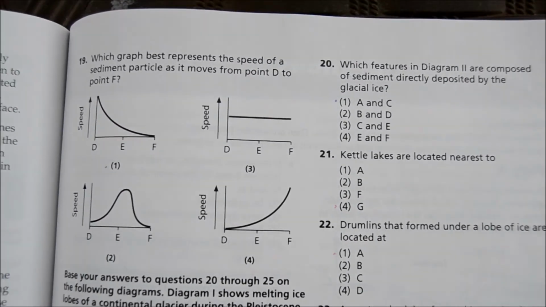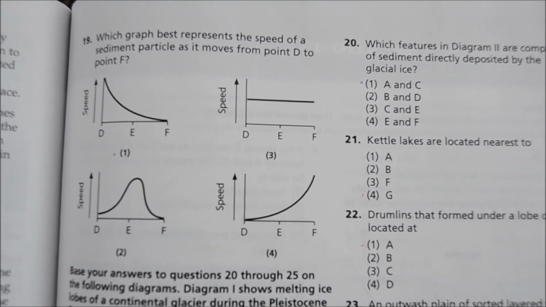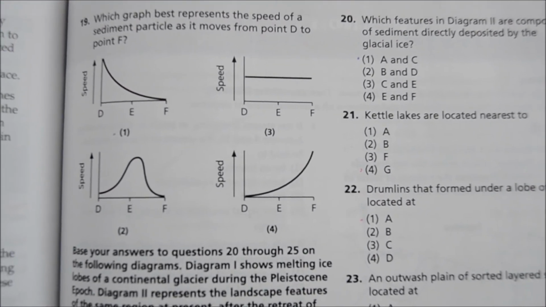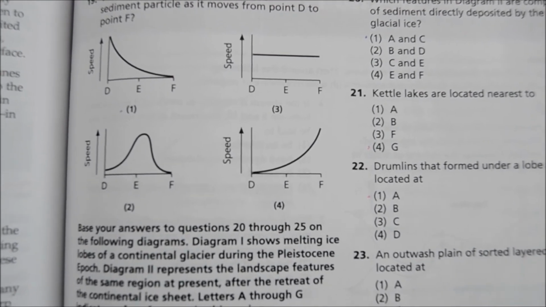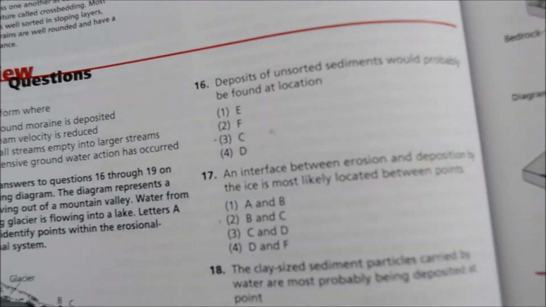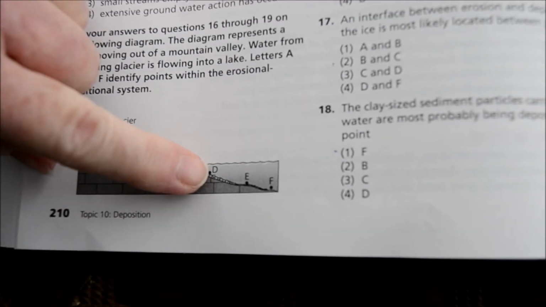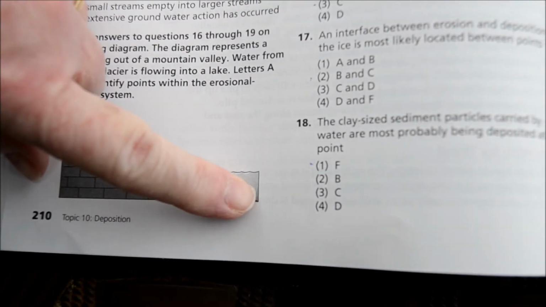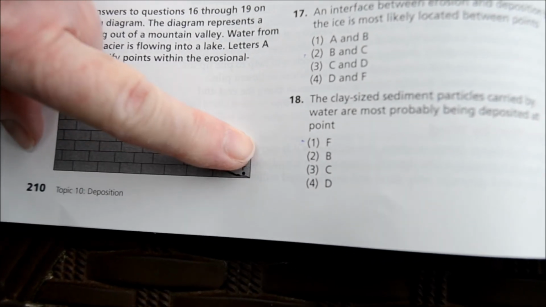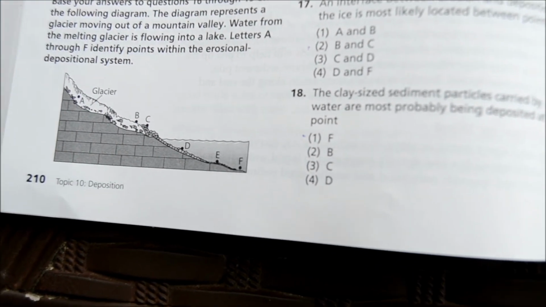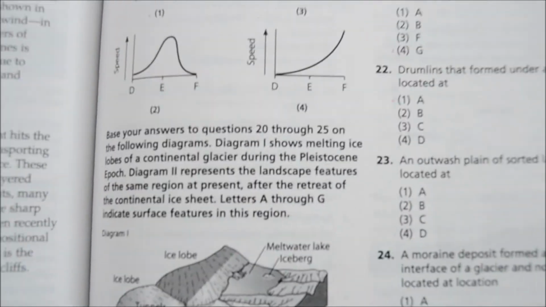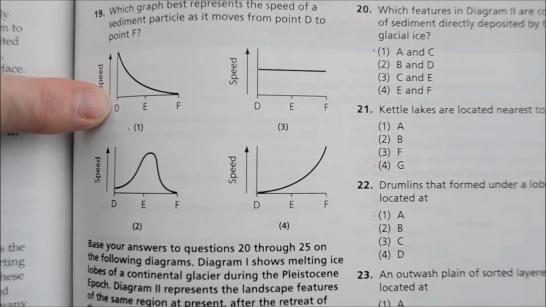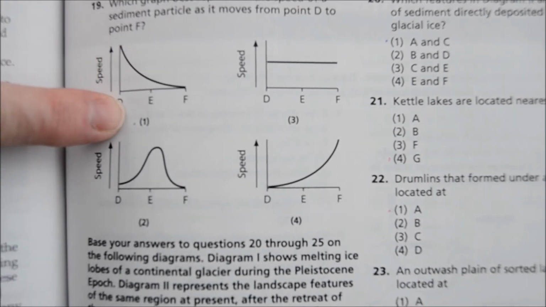Number 19. Which graph best represents the speed of a sediment particle as it moves from point D to point F? So if I go back to my picture, I'm at D, going to F, I'm getting further into the water, so that means I'm slowing down even more. So my option is going to be, I'm slowing down even more as I go from D to F, choice 1.